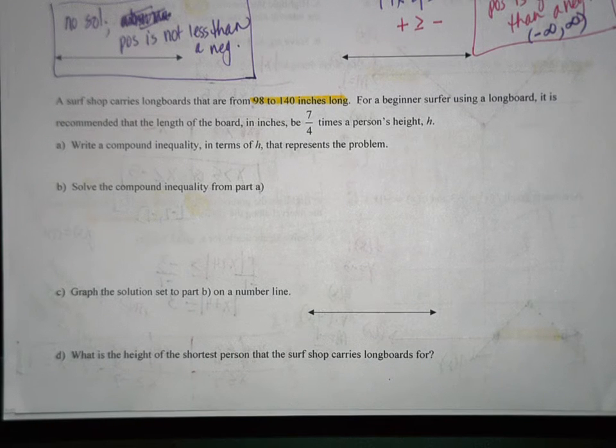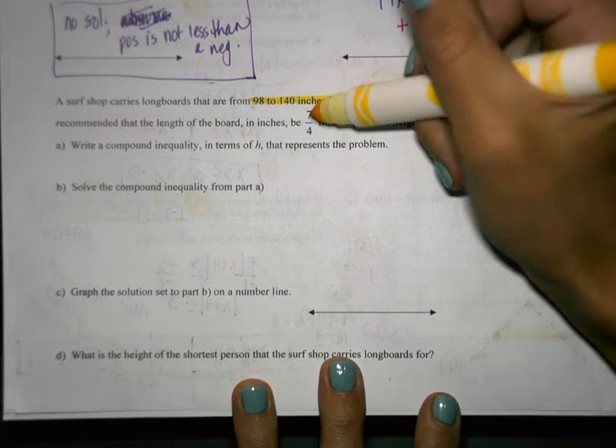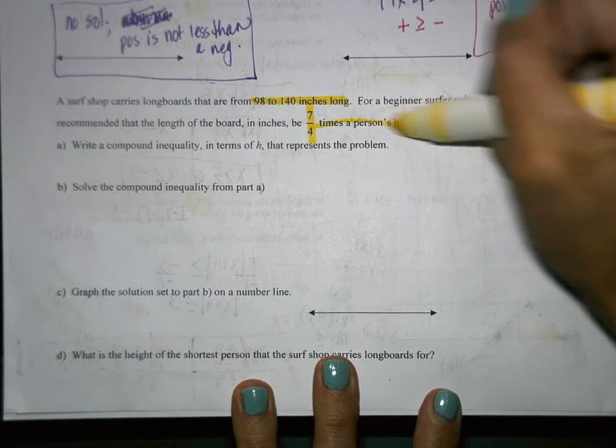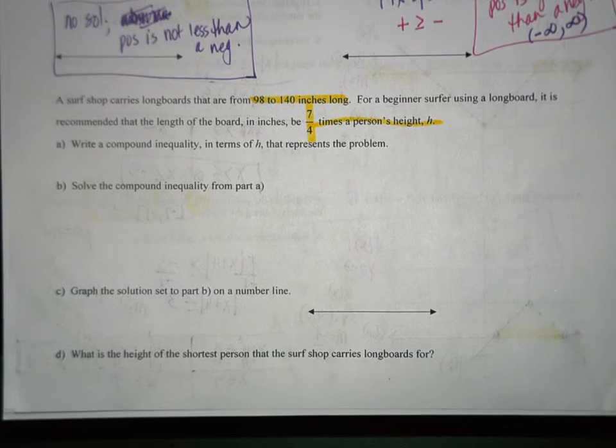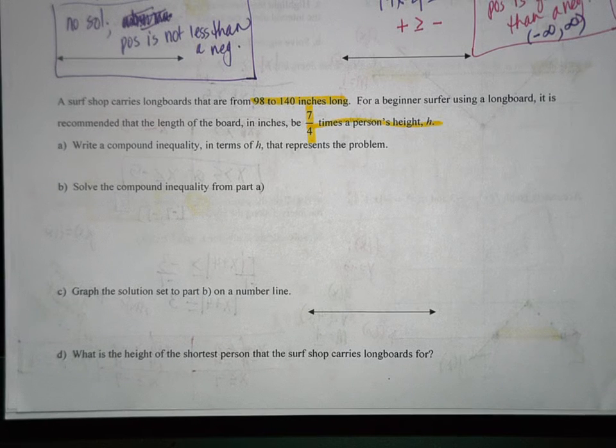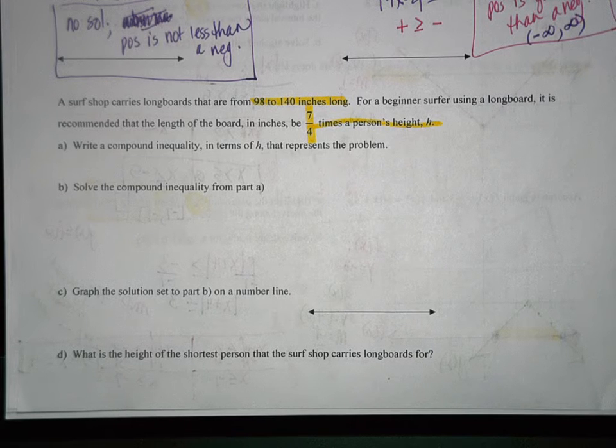For a beginner surfer using a longboard, it is recommended that the length of the board in inches be 7/4 times a person's height. Write a compound inequality in terms of h that represents the problem. A compound inequality is our "and" problems, basically, where you're writing everything together. So we are writing from our lowest to our highest number.